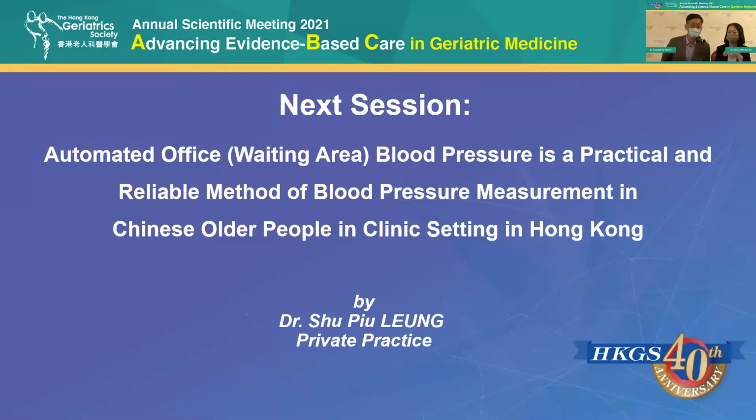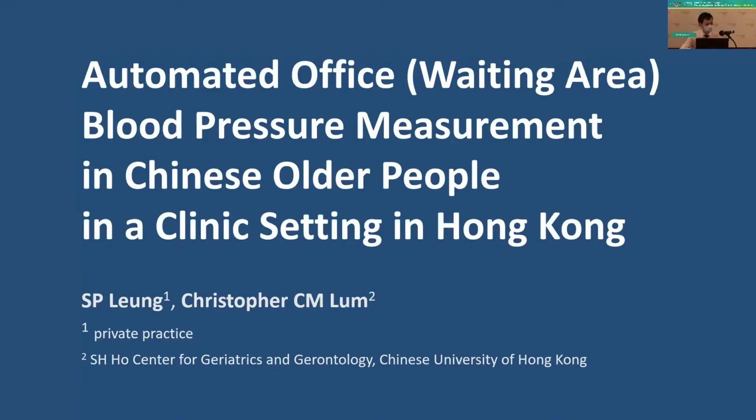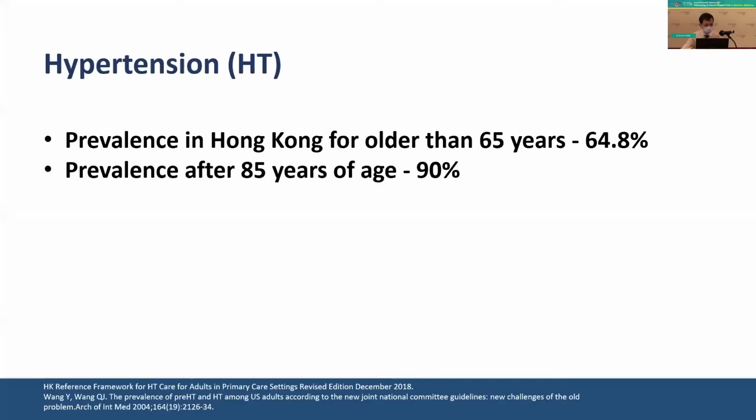So the speaker is preparing a slide, and his topic is automatic office waiting area blood pressure is a practical and reliable method of blood pressure measurement in Chinese older people in clinic setting in Hong Kong. Thank you, Chairman. I'm honored to present our study on automated office blood pressure measurement in the waiting area in a clinic setting in Hong Kong. Hypertension is highly prevalent in older people.